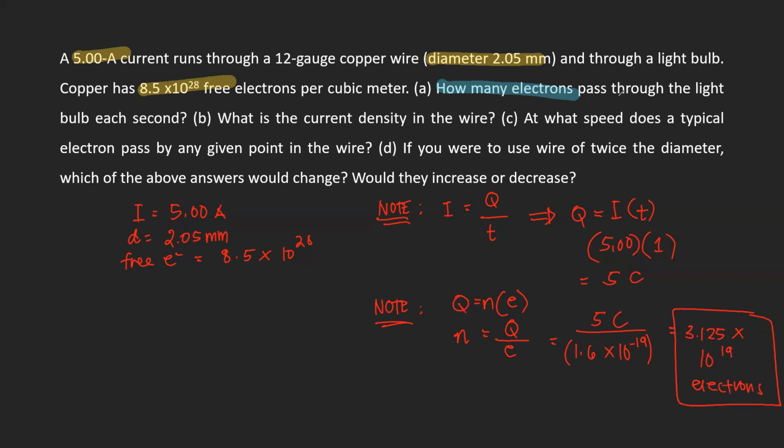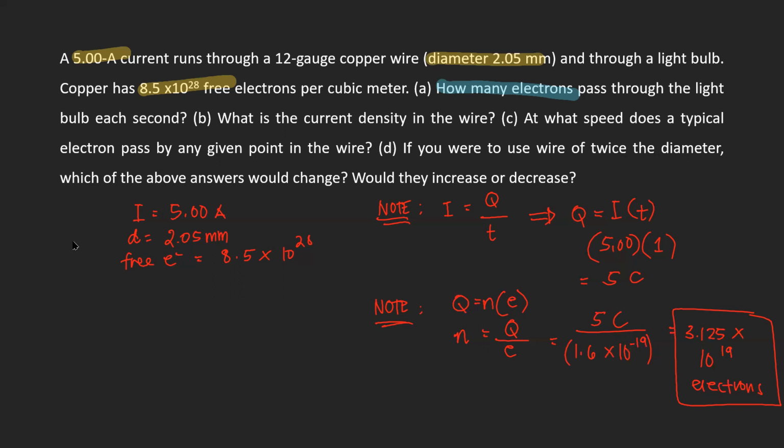So how many electrons pass through the light bulb each second? There are 3.125 times 10 raised to 19 electrons that pass through the light bulb each second, so electrons per second. Next one.